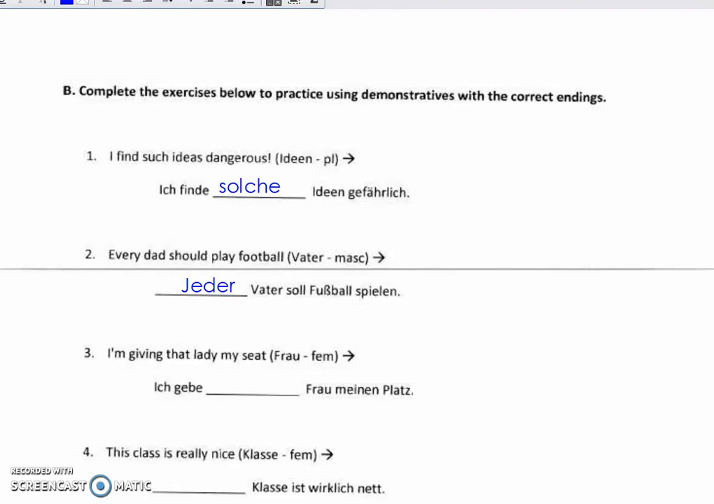All right, Nummer 3. I'm giving that lady my seat. So I am the subject. I'm giving the lady. She's receiving the seat. The seat's the direct object. That makes the lady your indirect object dative. So what would this be? Ich gebe dieser Frau meinen Platz. So dies can mean this or that.